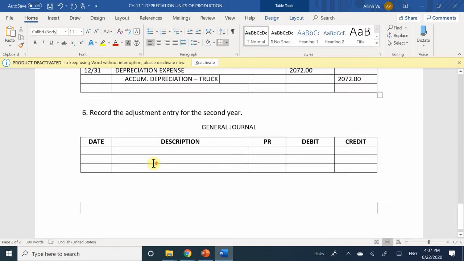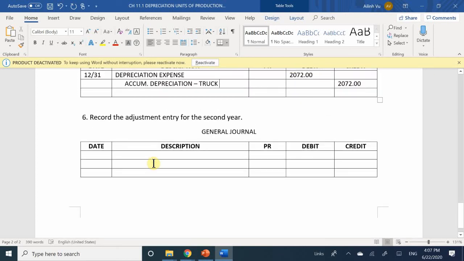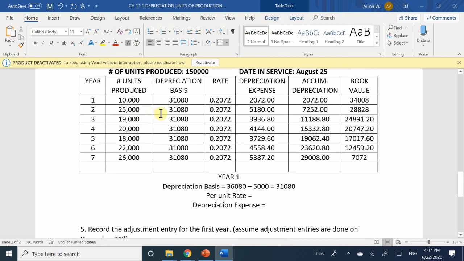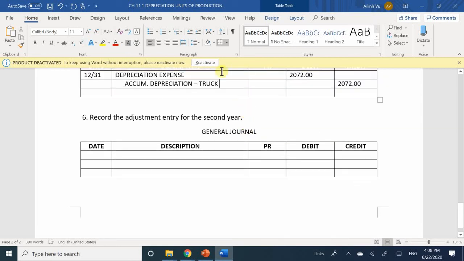Good. Now question number 6 says record the adjustment entry for the second year. In this case, for our second year, how much depreciation expense did we incur? 5,080? 5,100. Yes. Okay, good. What's our date here? Assume that they are done on the 31st. So what's my journal entry? Depreciation expense and allowance for depreciation, truck. Not allowance. What other word is it? Accumulated depreciation. Yes. Good.